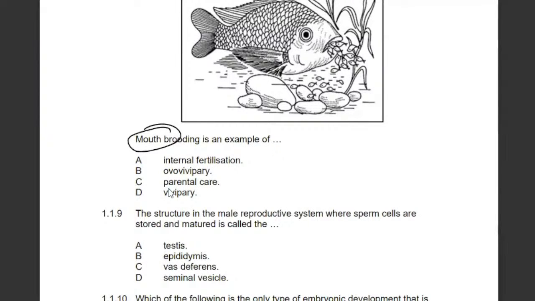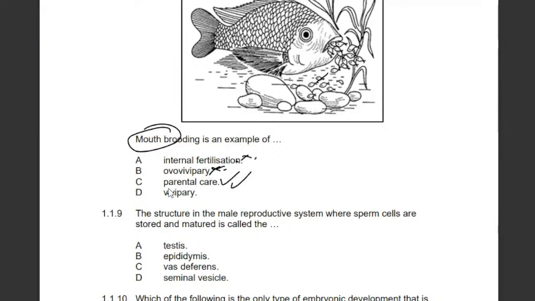Mouth brooding is an example of internal fertilization? No, there is no involvement of sperms here. Viviparity would have been, but it's not in the mother's womb, so it's also out. So parental care is the most correct.